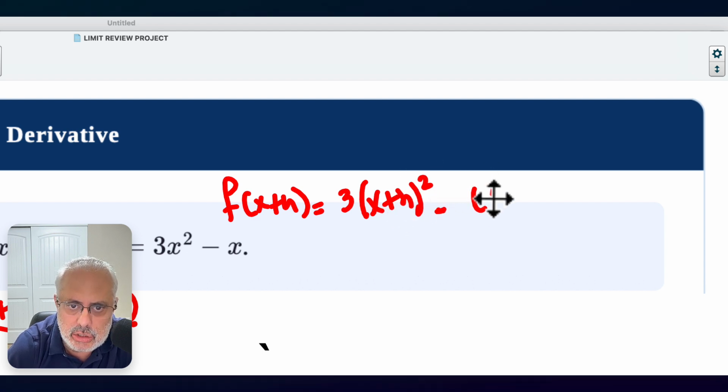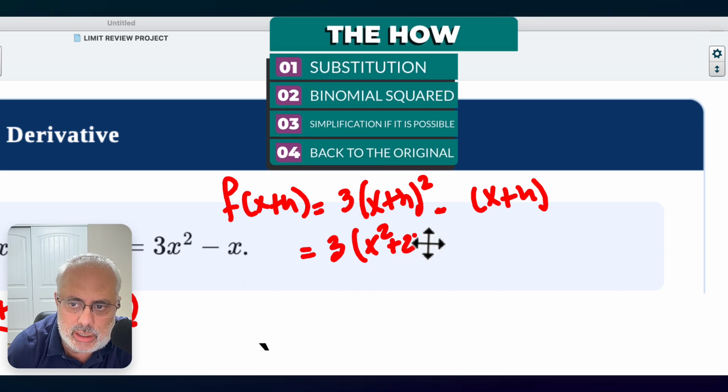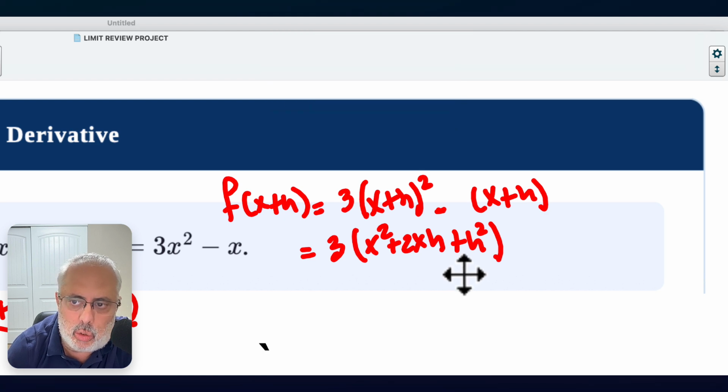Minus x plus h right here. So this is equal to, we apply the binomial square. So it's x squared plus 2xh plus h squared. Okay, this is just the binomial square formula, minus x minus h. And we can multiply here.